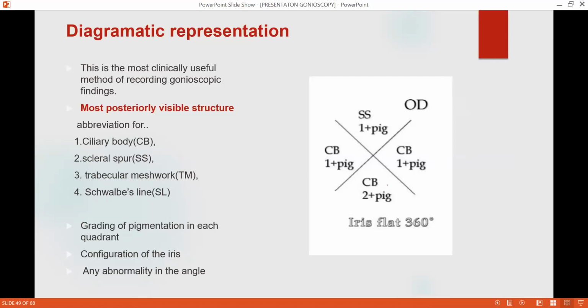The second part is that the grading of the pigmentation should also be noted, and the configuration of the iris should also be mentioned here. If you see any abnormality like neovascularization, that also should be documented.